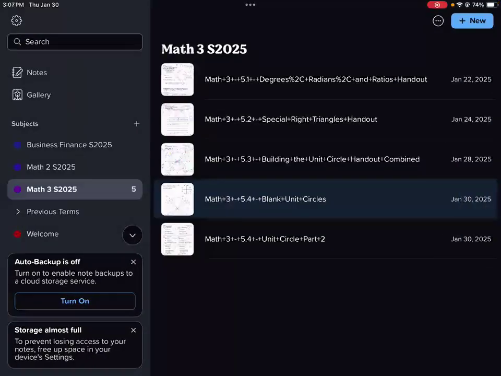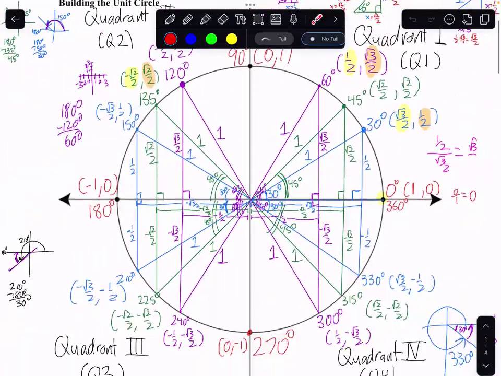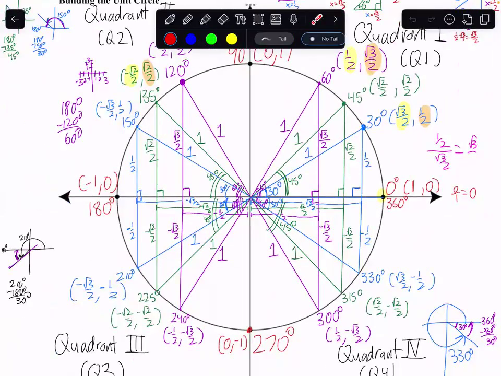Okay, so let me show you the completed unit circle again, the one that we put together last class. There are 16 points on this unit circle. That's a lot of points, right? And each of those points has an x and y coordinate. So each point has 2 coordinates. 16 times 2, that's 32 different coordinates. Seems like a lot to memorize.